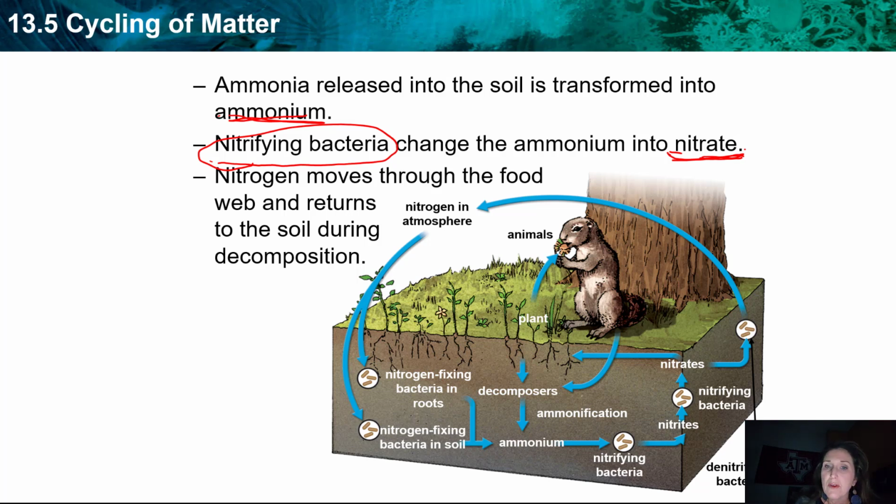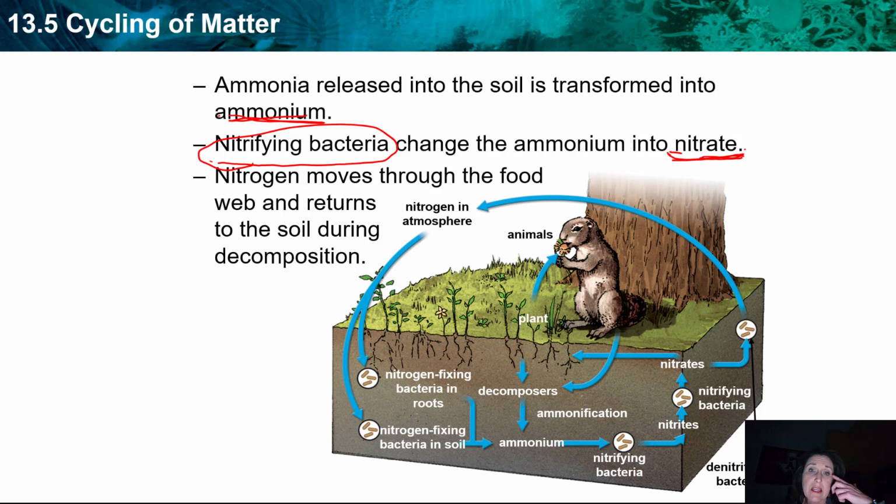Okay, ammonia can't move through the food web. It can't do any of that. Okay, so once the nitrogen is in the atmosphere, it can't be used by anything. So it has to be fixed to be able to be used. So we fix it by turning it into ammonia. Then we have nitrifying bacteria that turns it into nitrites. And then it can go back out into the atmosphere.